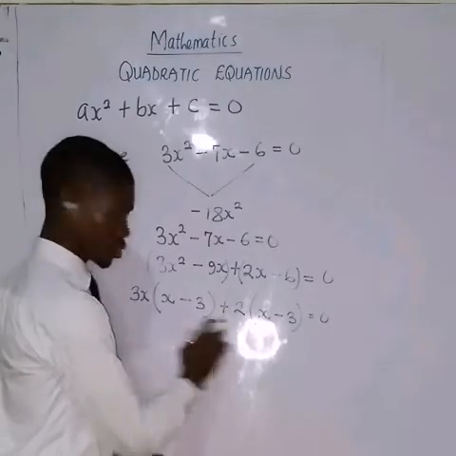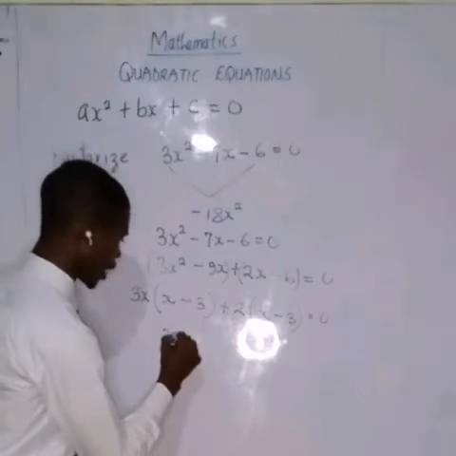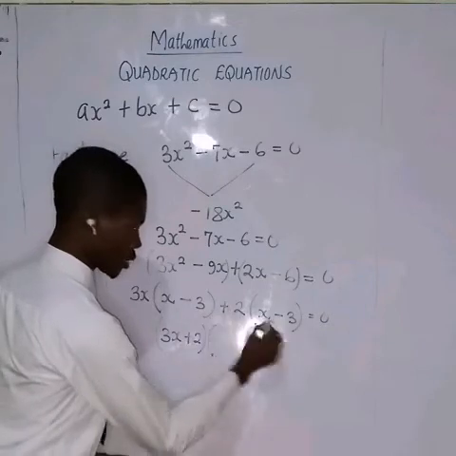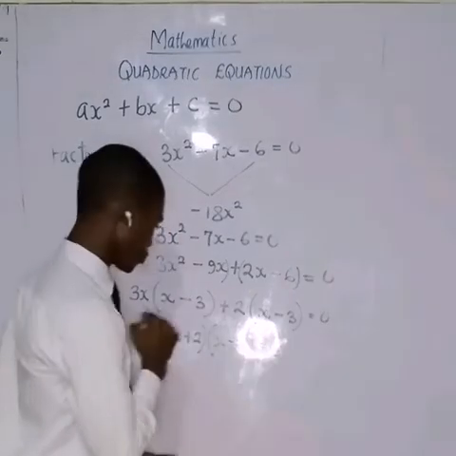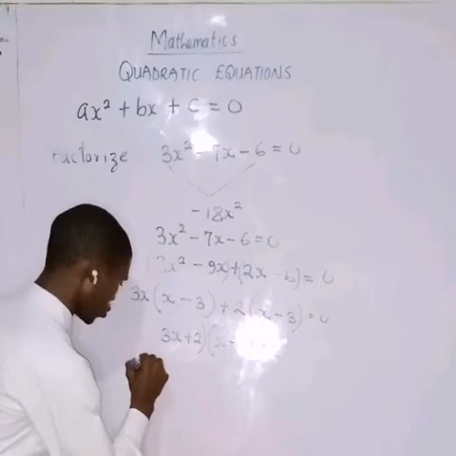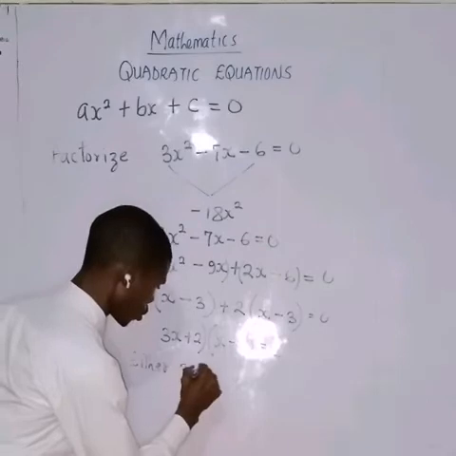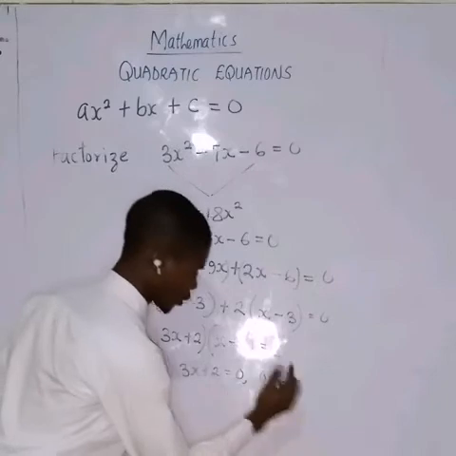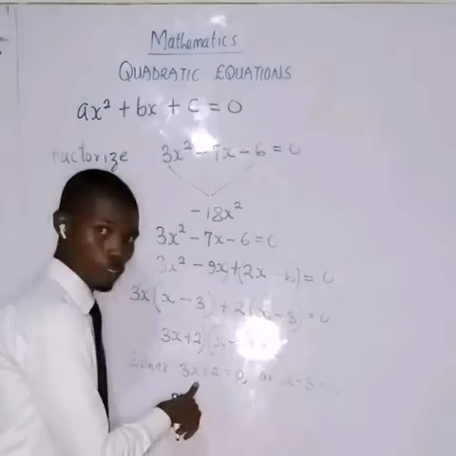Then I'm going to regroup this. I have 3x plus 2 outside the bracket, so I'm going to bring it inside. 3x plus 2, and I pick any of these, x minus 3, then I equate it to 0. The next thing now, I'm going to look for the value of x, and I'm going to say, to look for the value of x, either 3x plus 2 equal to 0, or the x minus 3 here is equal to 0. So what then is the value of x here?